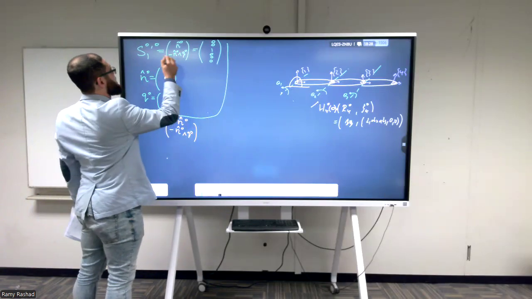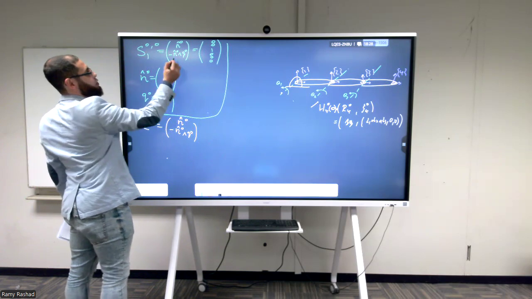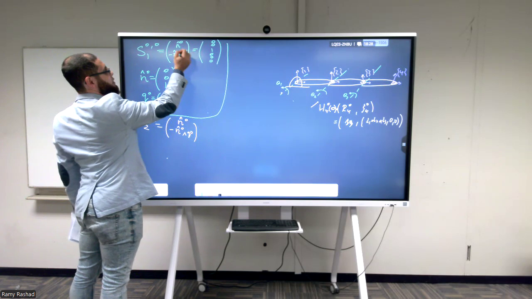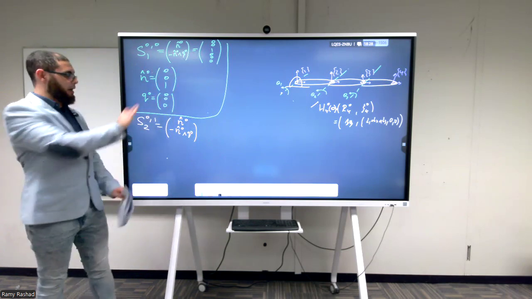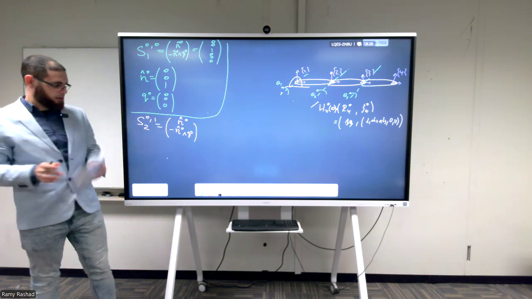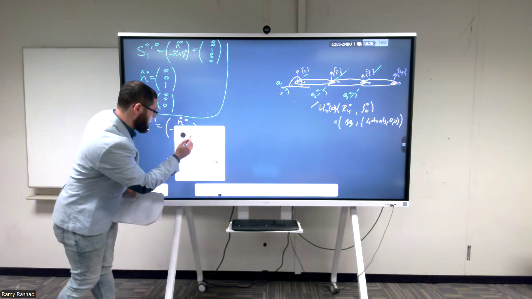So I have to say that this is S100. So this should be n hat 100. This should be q100 and so on. Okay. But again, the way to do it is actually to do it in a table. You're going to have a lot of practice to do it, but this is just to complete this part.